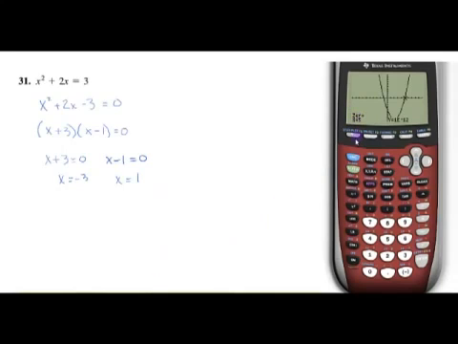Let's go ahead and solve this one symbolically, and then we'll confirm it graphically. So we'll use our factoring technique first. We'll have an x plus 3 and an x minus 1 equals 0. And this would be an x plus 3 is 0, and x minus 1 is 0. So we get x is negative 3 and x is positive 1. Let's go ahead and try this with the calculator. We're going to put in the calculator x squared plus 2x minus 3.